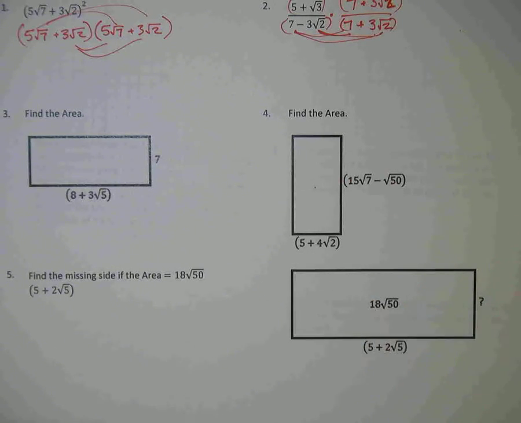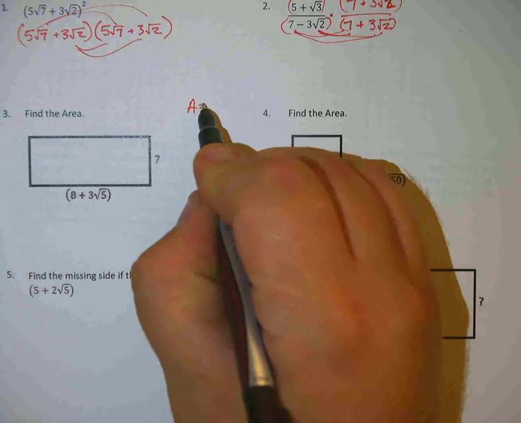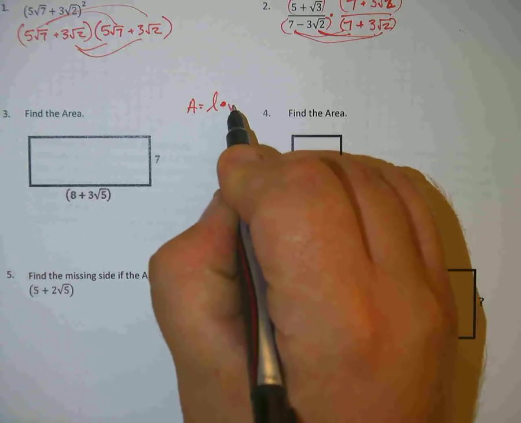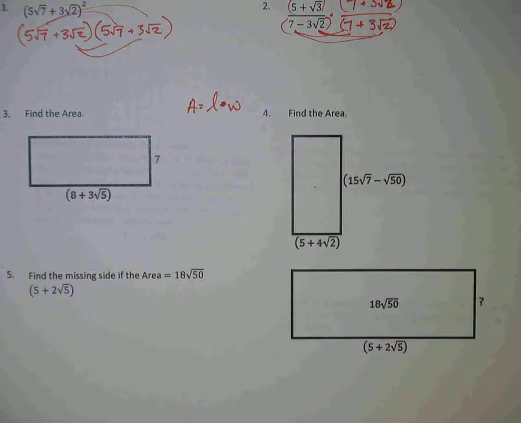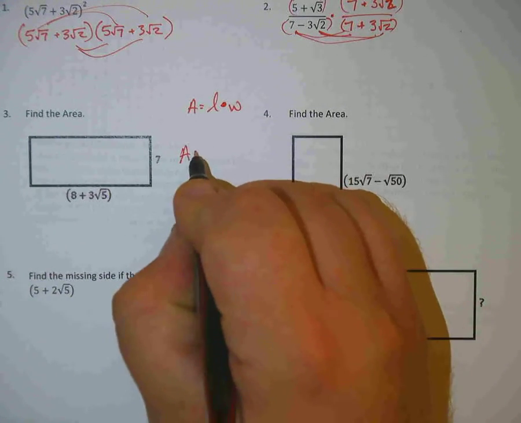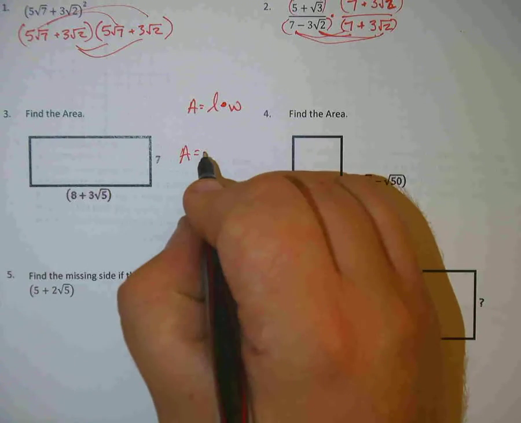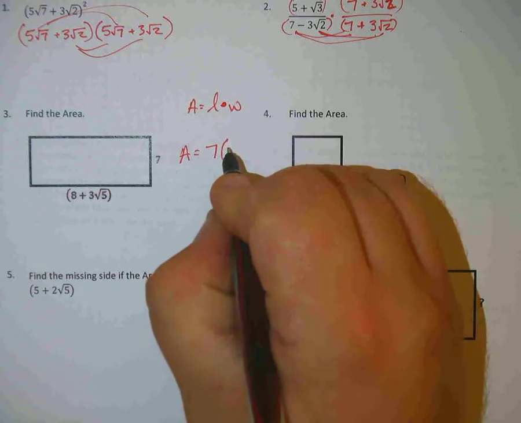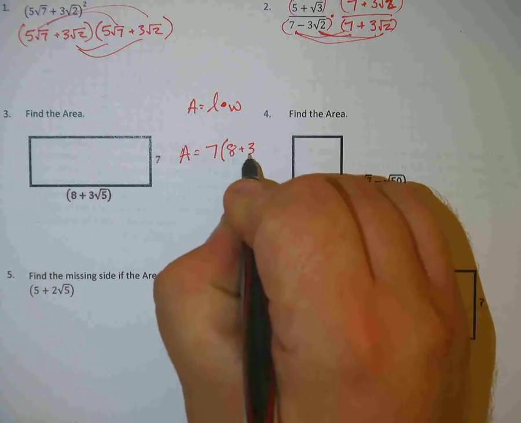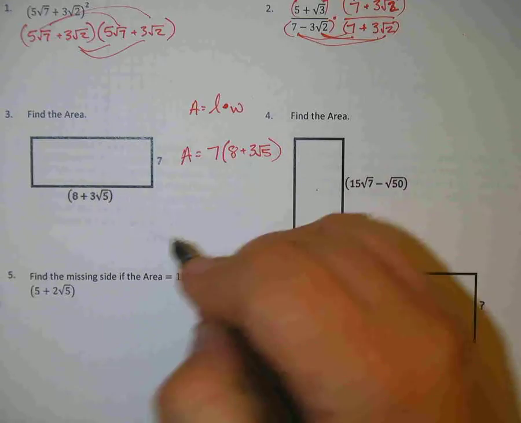In the next two problems, you're finding area. Well, what do we do when we find area? The area equals length times width. So you're just going to be multiplying these. I'm going to write this the other way, width times length, not that it matters much. You go 7 times 8 plus 3 root 5. Distribute and write your answer.